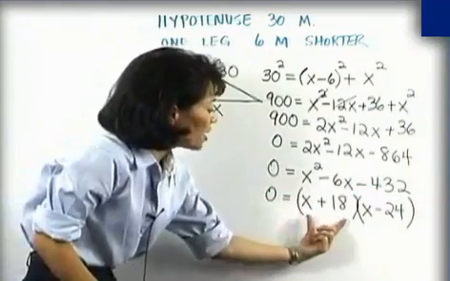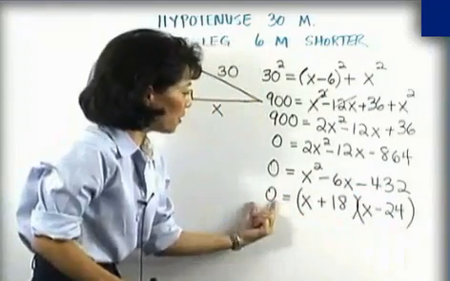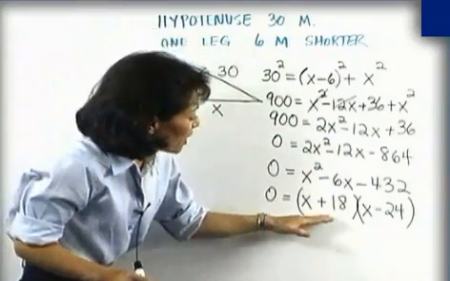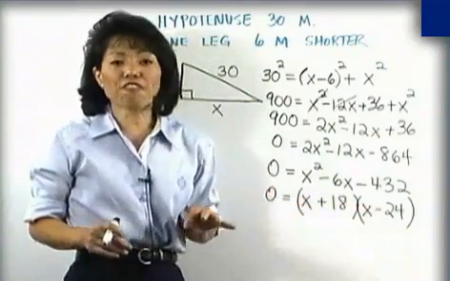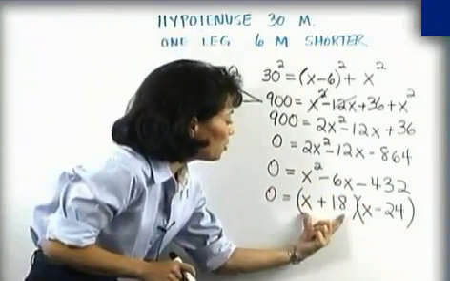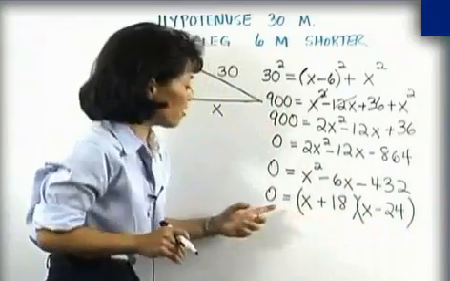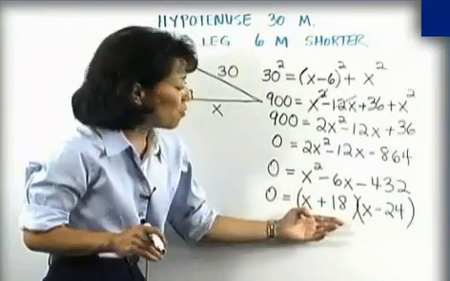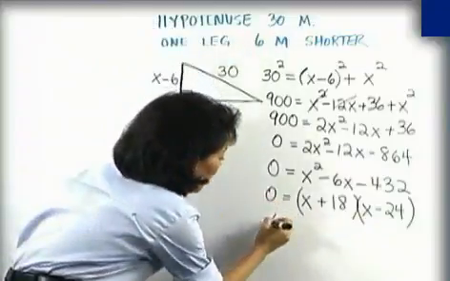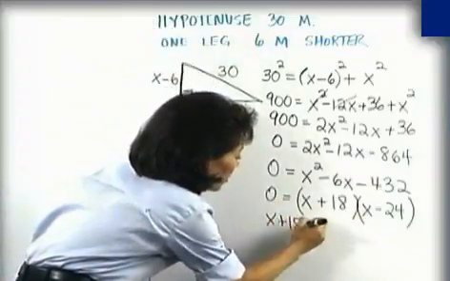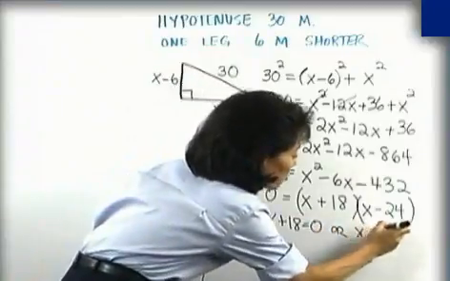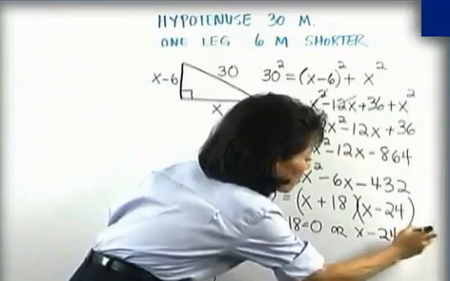Now that I have the product of two numbers that's equal to 0, are you getting a headache? We're using everything that we learned in this book. We can apply the zero factor property. Do you remember that? That tells me that if I have two numbers whose product is 0, then either this one is 0 or the other one is 0. So I get either x plus 18 equals 0, or my other choice is x minus 24 equals 0.